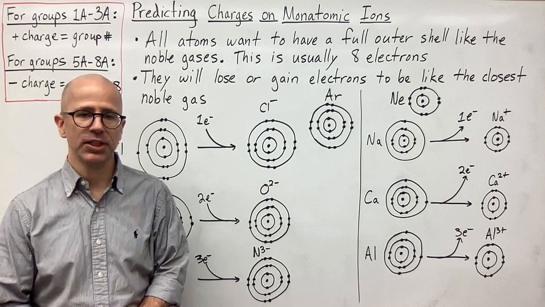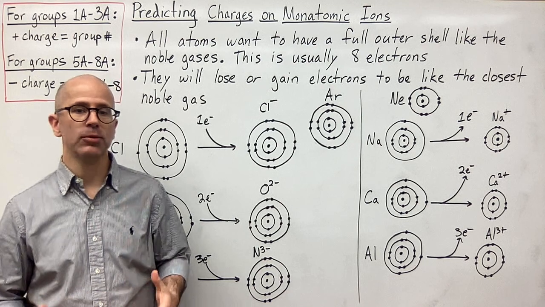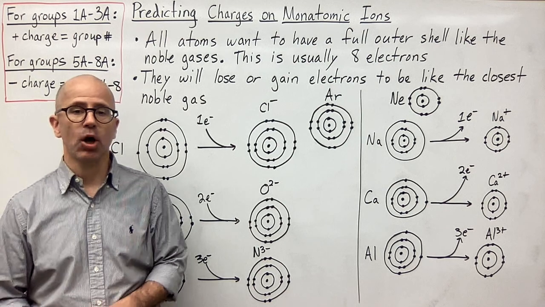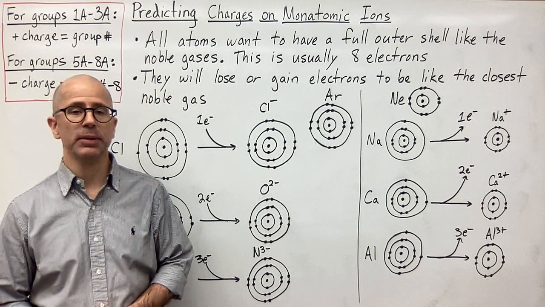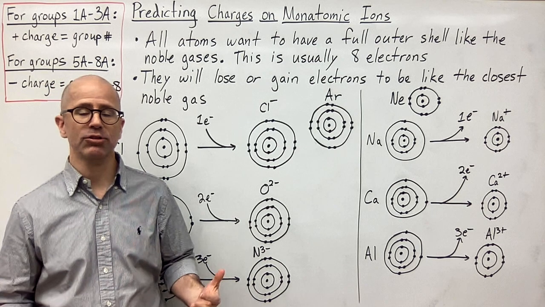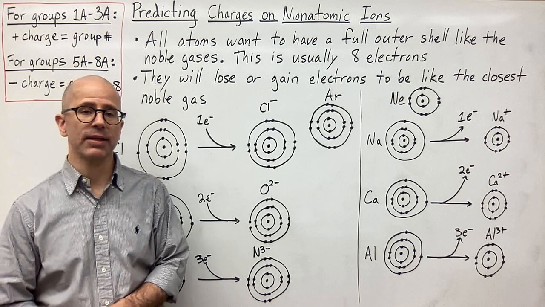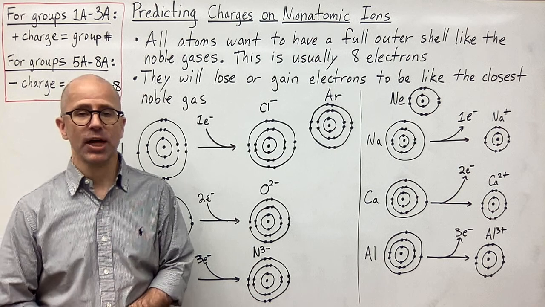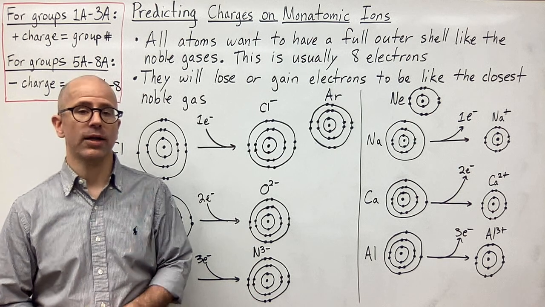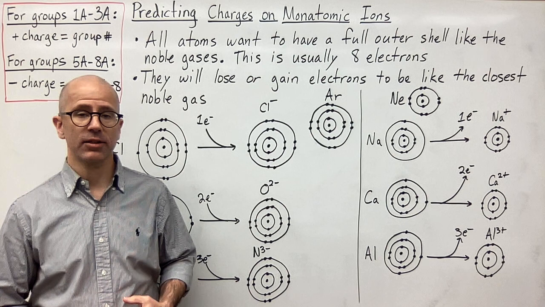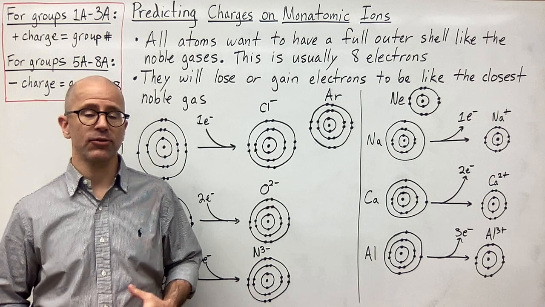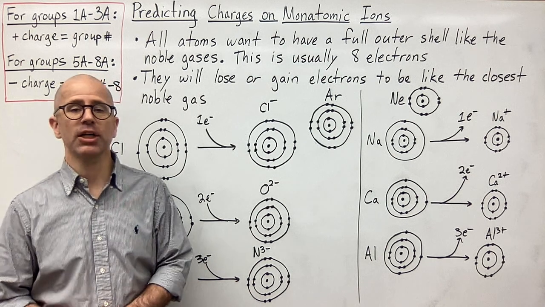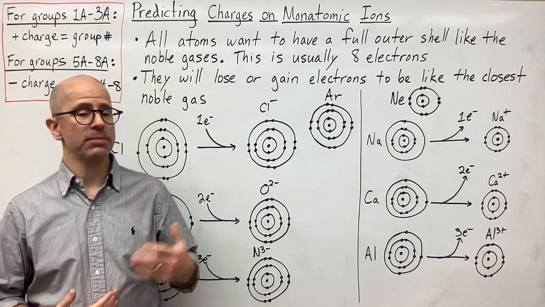So the first thing you need to know is that all atoms want to have a full outer shell like the noble gases. The noble gases are not very reactive because they have all the electrons that they want, meaning that they have a full outer shell, a full valence shell. And that is what other atoms want. They want to be stable like the noble gases, so therefore they're going to want a full outer shell, and that is usually going to be 8 electrons, sometimes 2.